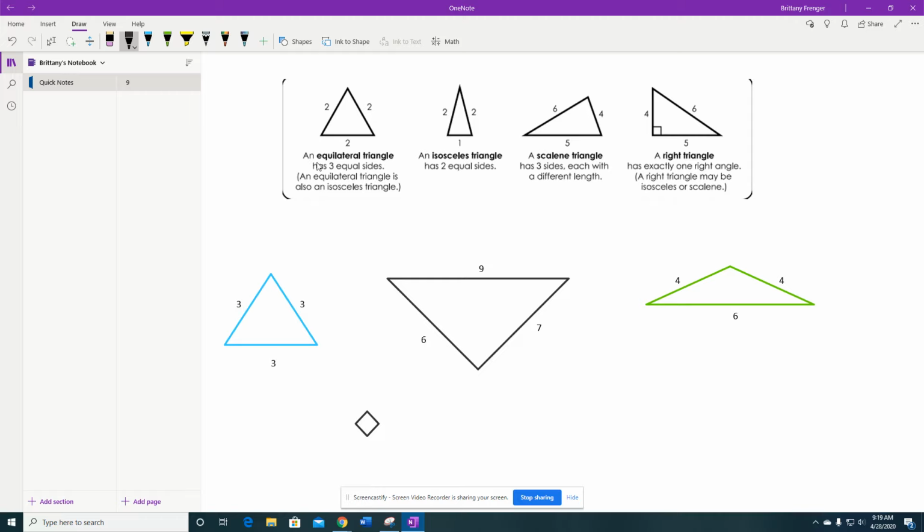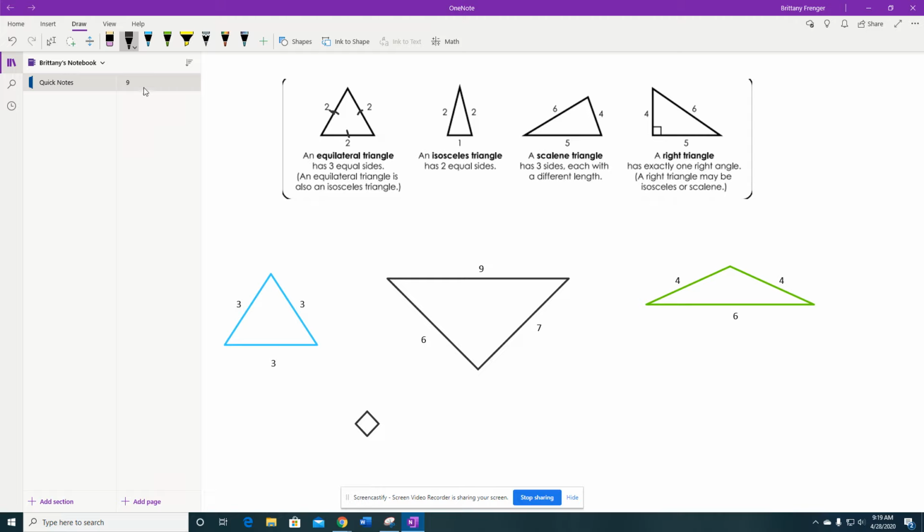In this particular one, it's an equilateral triangle, has three equal sides. So that means all of these sides are the same length. Okay. That means each one, just like how this one is going to be two here, and two here. So they all have the same length. It also represents an isosceles triangle because it has at least two equal sides. But we'll get to that later.